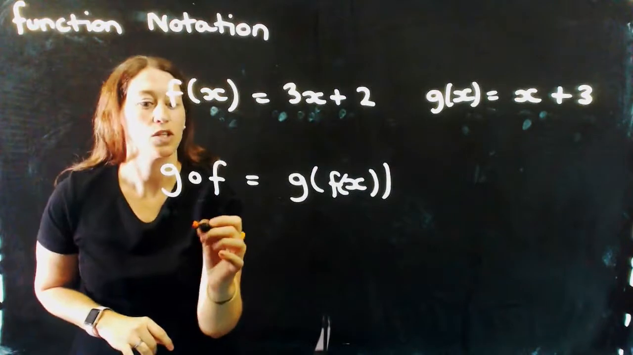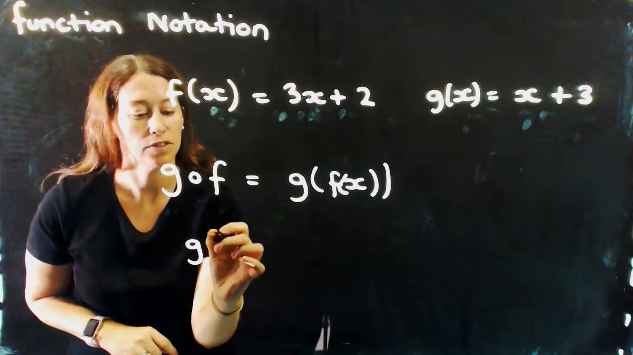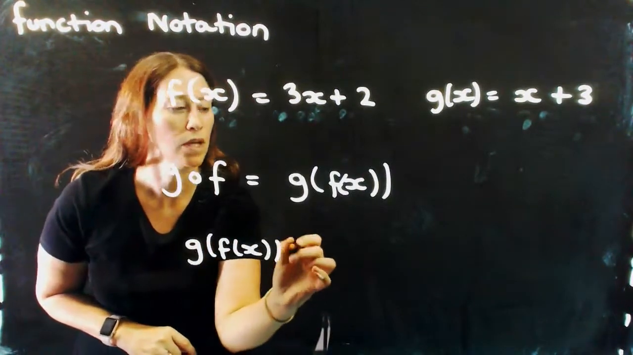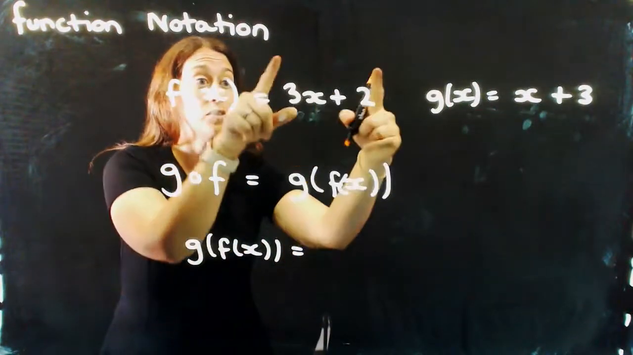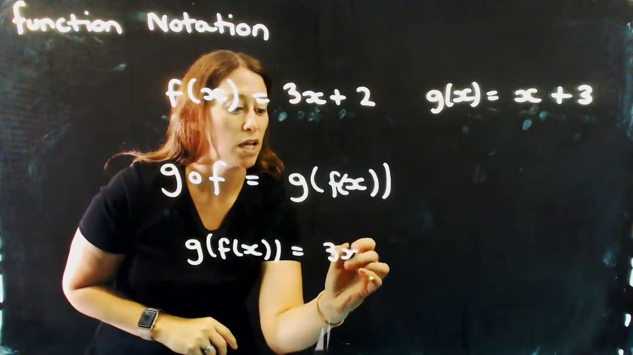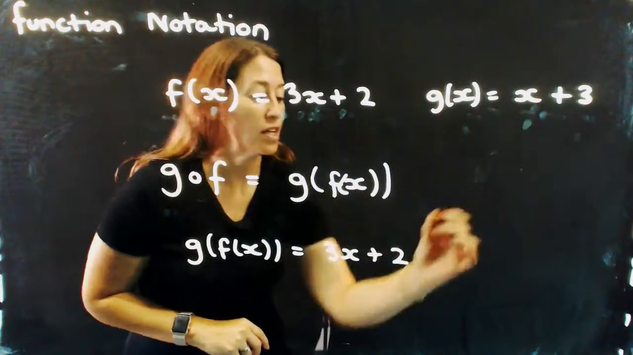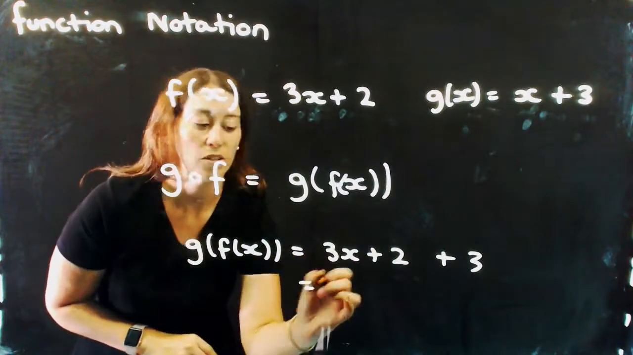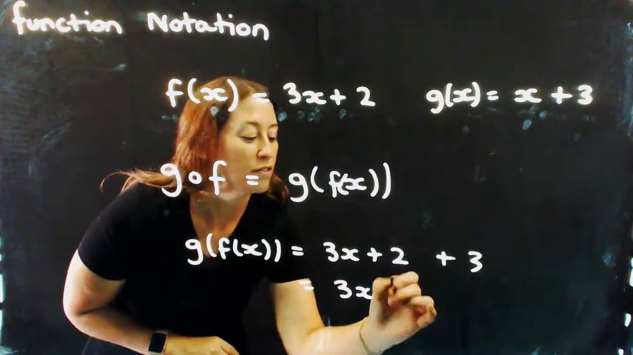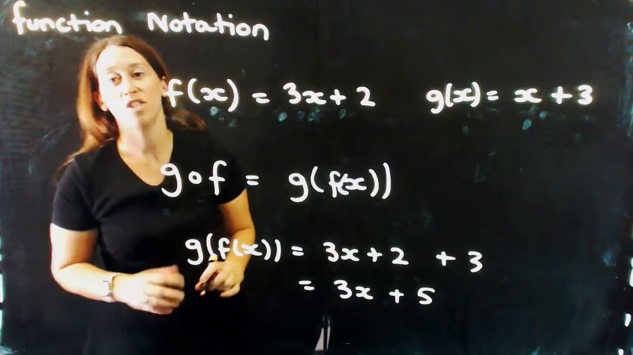So let's begin. g of f of x equals, so we've got x to begin with, and then we're going to plus 3. Well, x has to be all of this, so it's 3x plus 2, and then I need to then add 3 on the end. So here's the f of x here, and then simplify it. So we've got 3x plus 5, and that's our g of f of x.